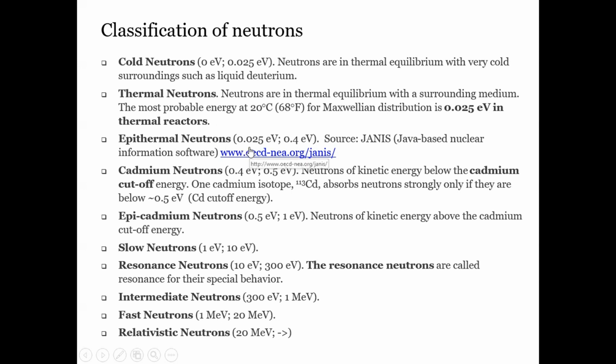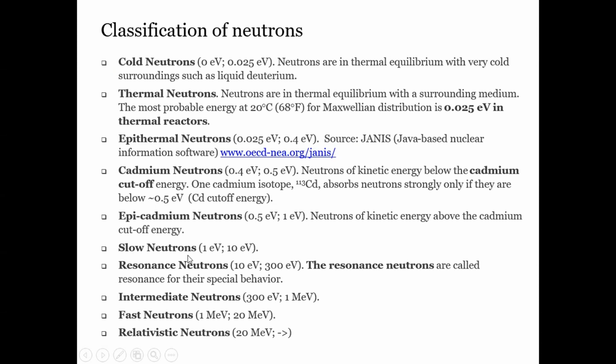The epithermal neutrons are the neutrons that have energies larger than 0.025 electron volt or 0.04 electron volt, but less than 1 electron volt. The cadmium neutrons are those neutrons that are at the cadmium cutoff or below the cutoff. The cadmium cutoff is the energy of 0.5 electron volts. So all neutrons with kinetic energy below the cadmium cutoff are the cadmium neutrons. Epicadmium neutrons are those neutrons that have kinetic energy above the cadmium cutoff energy, so the larger values of energy, 0.5 electron volts and higher.